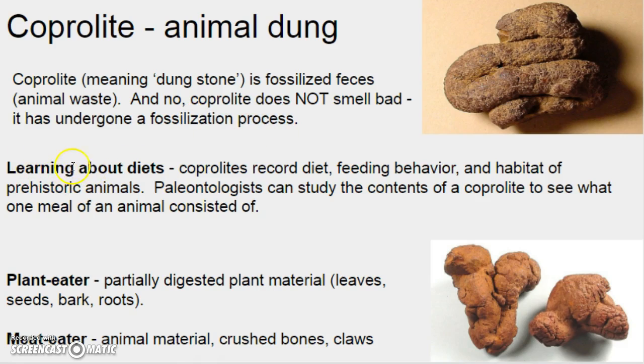So what can you learn from animal dung? Well, you can learn about diets. Coprolites record diet, feeding behavior, and habitat of prehistoric animals. Paleontologists can study the contents of a coprolite to see what one of the animal's meals consisted of. If it's a plant eater, it can be partially digested plant material: leaves, seeds, bark, and roots. If it's a meat eater, it could have animal material, protein mush, crushed bones, or even claws in there. So just because we find coprolite, what's in the coprolite can tell us great detail about the organism that created it.